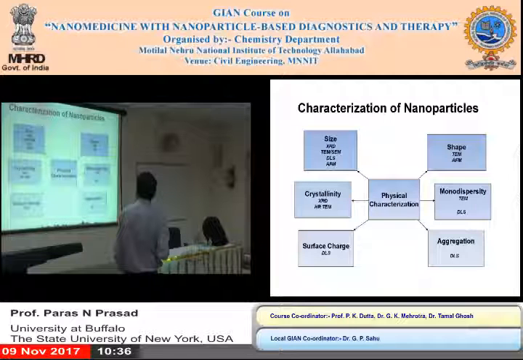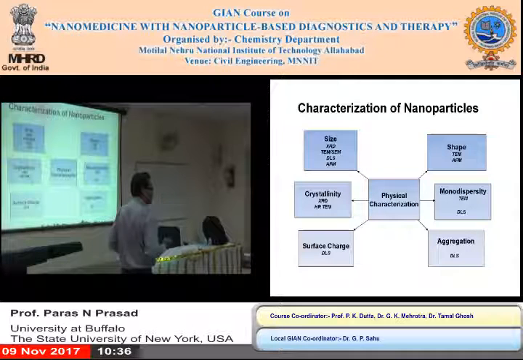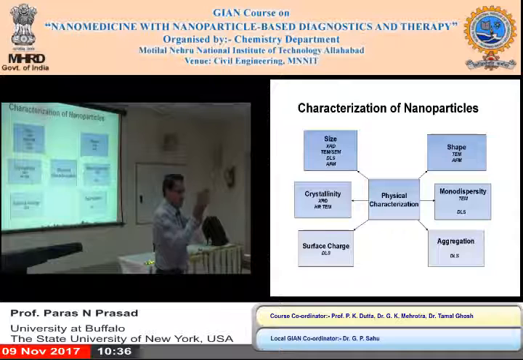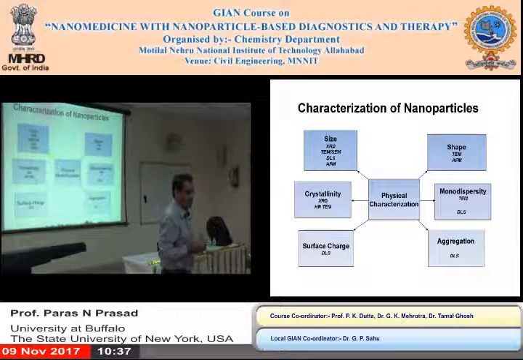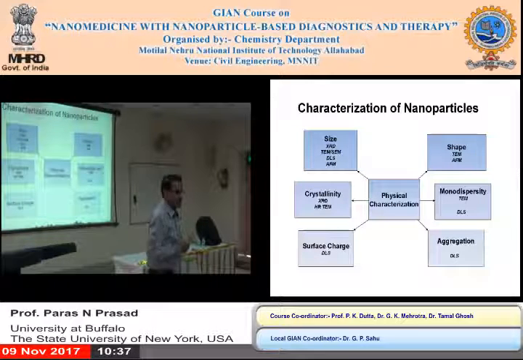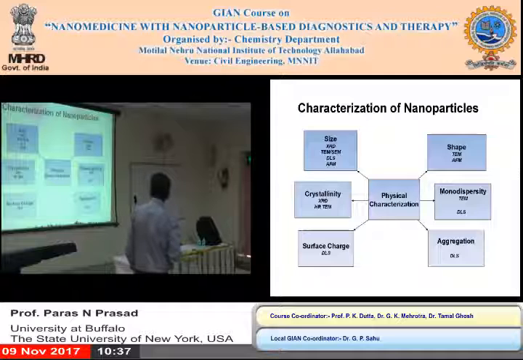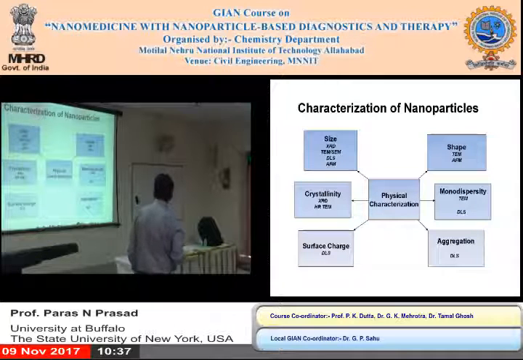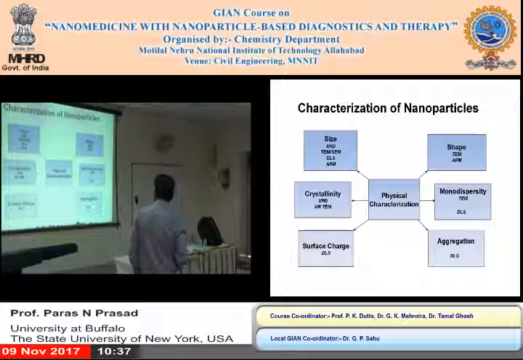Then you want to see surface charge and whether they are uniform nanoparticles or they have a large size variation. It's called polydispersity. And for that, you can do dynamic light scattering or transmission electron microscope. And you can look at different nanoparticles in there with TEM. Surface charge again with dynamic light scattering.